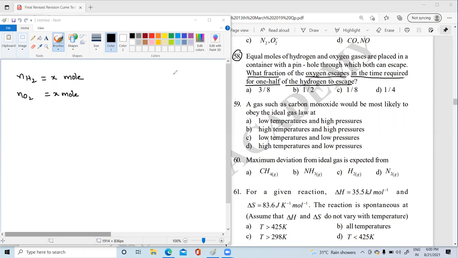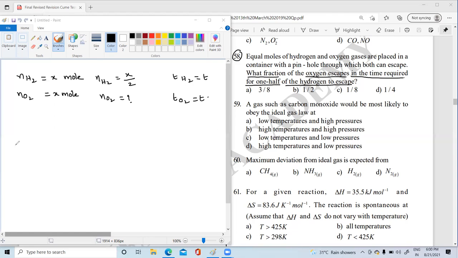So here in both cases, time for hydrogen should be T only, time for O2 also should be T, the same. But what it is telling is that one half of the hydrogen should escape. So the number of hydrogen moles escaped here is x by 2 moles, and what fraction of oxygen will be escaped is being asked.